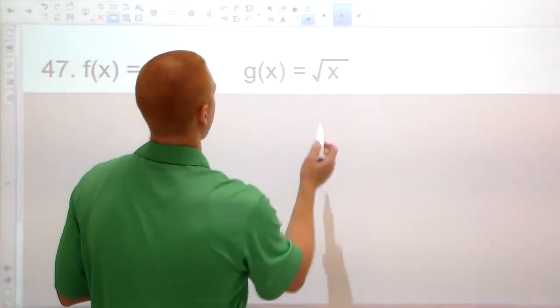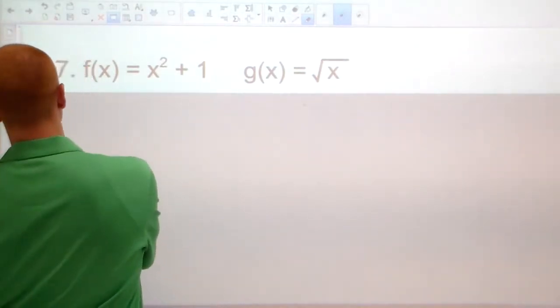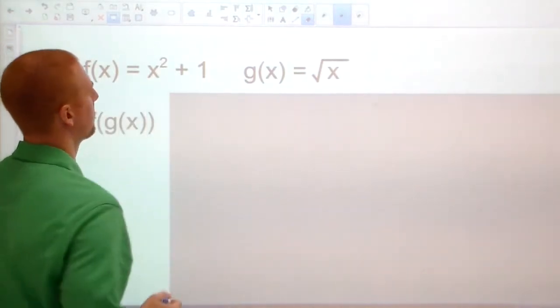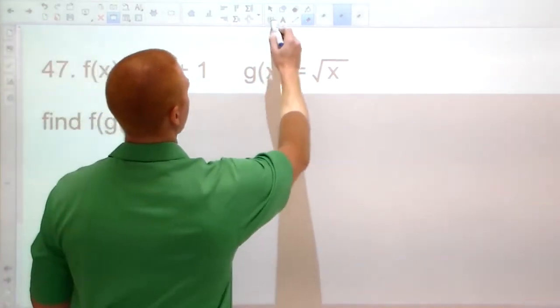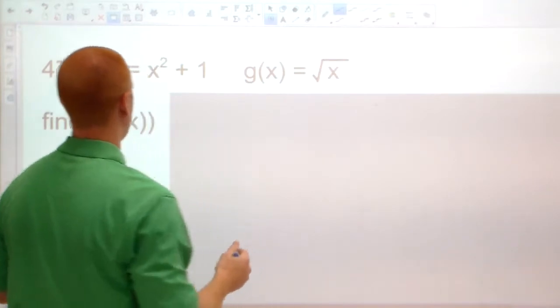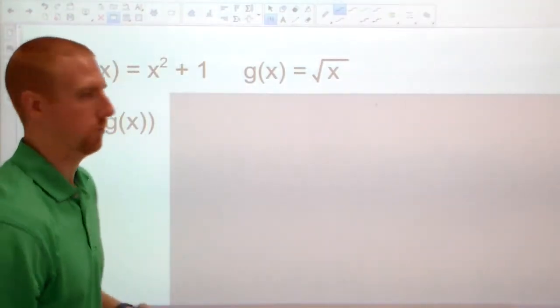I don't think we definitely haven't specifically talked about it yet. So here's my two functions, and I'm supposed to find f of g of x. So let's just jump in, do it, and then talk about why what you probably ended up with may not have matched what the book said the answer should be.